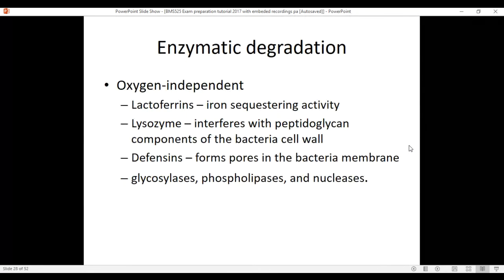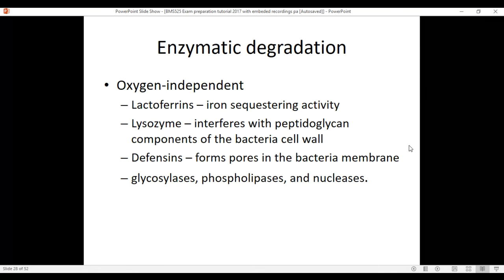Another thing that takes place is enzymatic degradation. And these are, generally speaking, oxygen independent. And you need to talk about things like lactoferrins, which essentially sequester iron from the cell. And one of the reasons they will sequester iron is that in order for the pathogen to survive, they need iron availability. So if the body has a way to sequester iron, then it makes it more difficult for the pathogen to thrive.